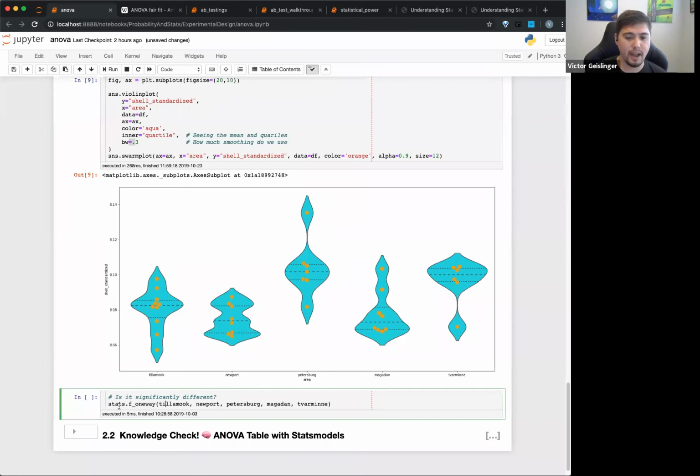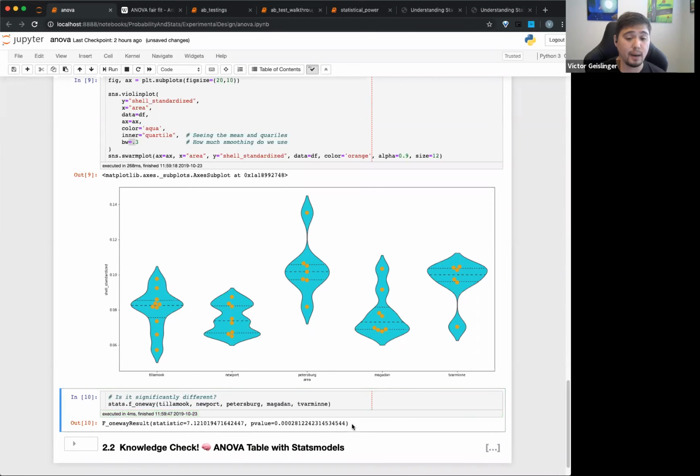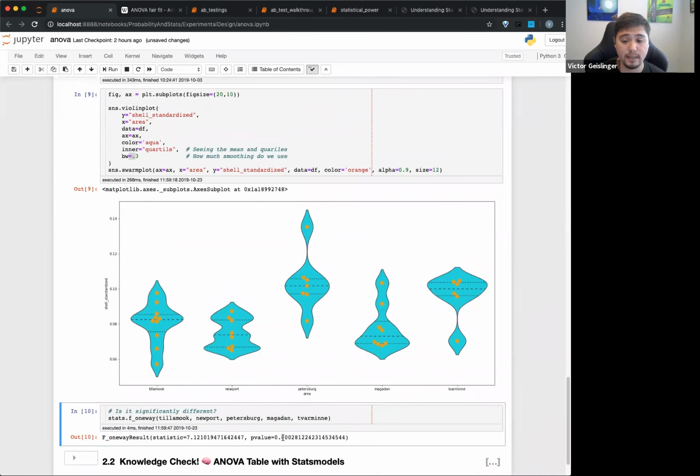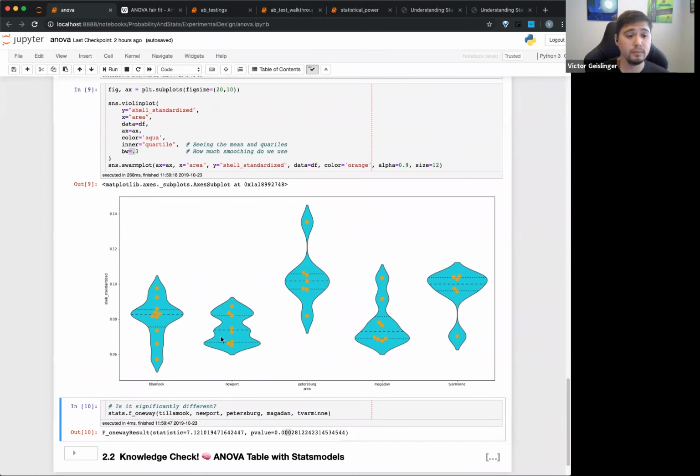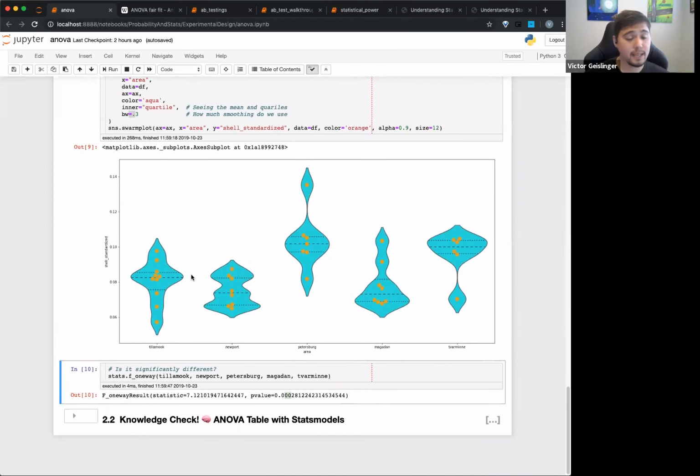So we can actually run an F one-way test, right? And we just basically pass in all the data with SciPy. We run this, and this will tell us our p-value. And our p-value in this case is 0.0002, which means significant, which means there is a statistically significant difference between these different groups. Okay. So that's essentially how you would run your one-way ANOVA. So you can see your ANOVA test can be run very quickly.